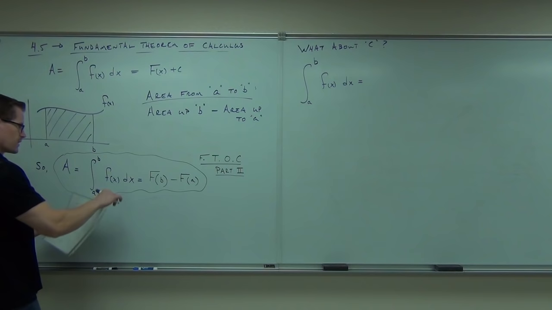So here you'd have sine pi over 2 minus sine of 0. All right, come on now, people. I know you love some trig functions. One. Which one's one? One minus zero equals one. Your area is one.